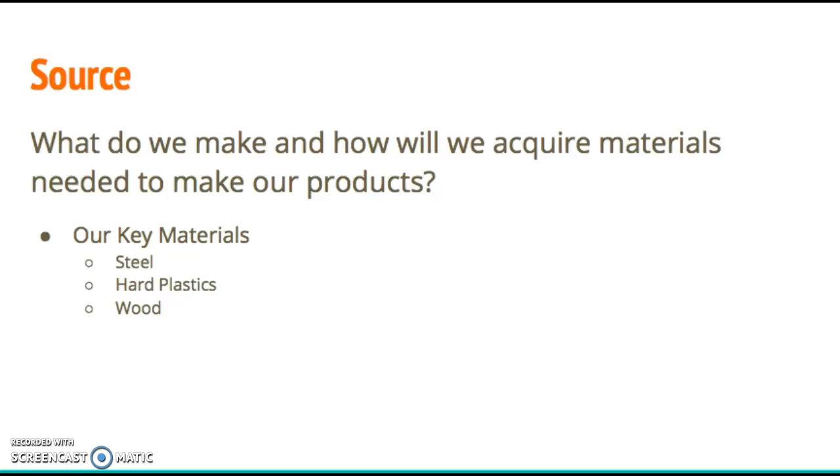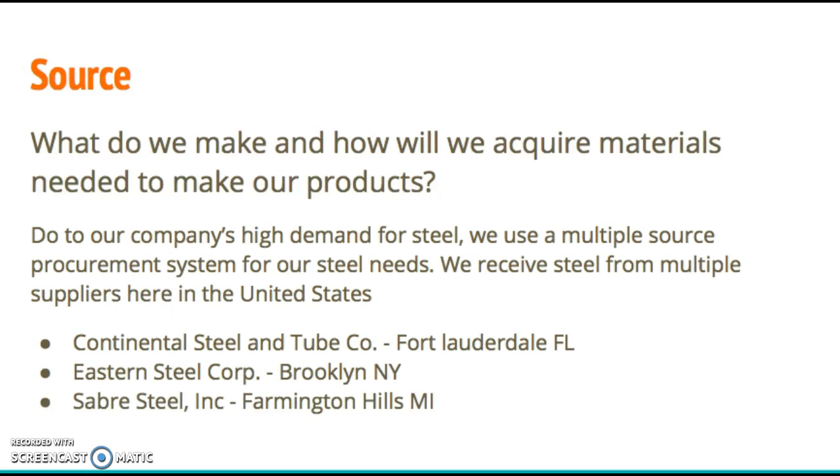What do we make and how will we acquire materials needed to make our products? Our key materials include steel, hard plastics, and wood needed to make our products. Due to our company's high demand for steel, we use a multiple source procurement system for our steel needs. We receive steel from multiple suppliers here in the United States. The locations include Fort Lauderdale, Florida, Brooklyn, New York, and Farmington Hills.